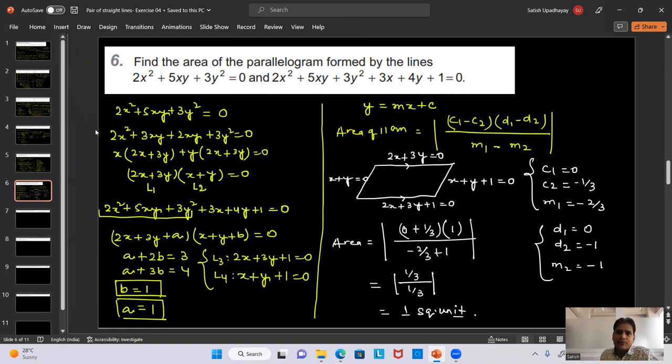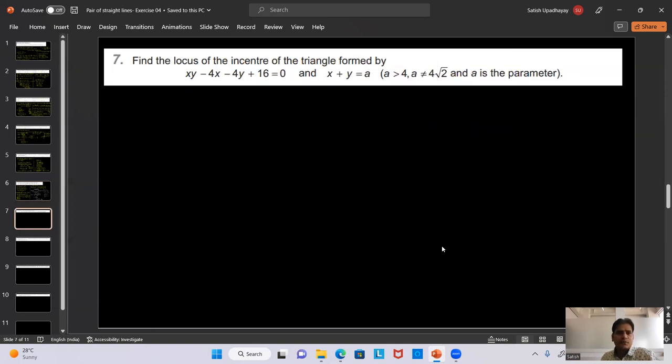So it is important to note that the area of a parallelogram is given by this, where the equations of straight lines are in y is equal to mx plus c form. If you know this formula, you can easily substitute the values of c1, c2, d1, d2, m1, m2, and get the area of the parallelogram. So what we have done is first find the equations of the lines which are making this parallelogram, and once we get this, we can easily get the answer. So the area is coming out to be 1 square unit. This will be our answer. No options are available here, so I'm writing it here. This is our answer.